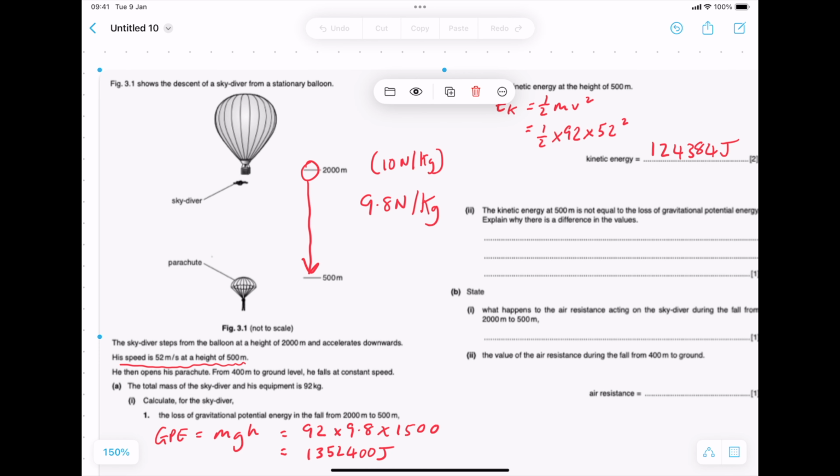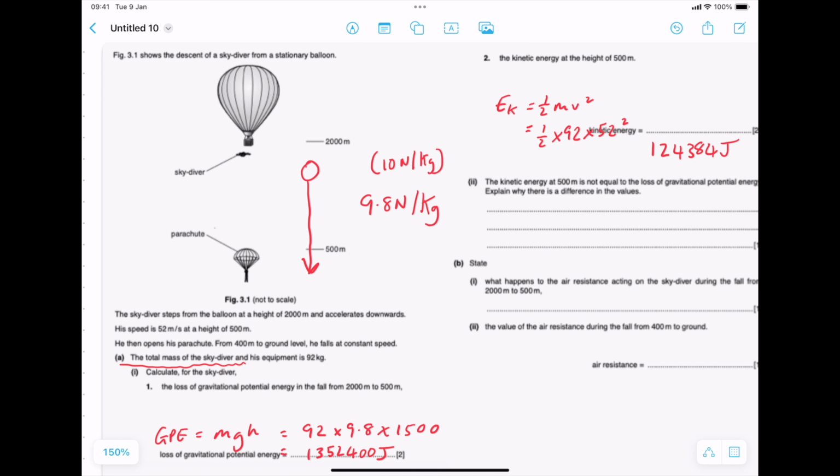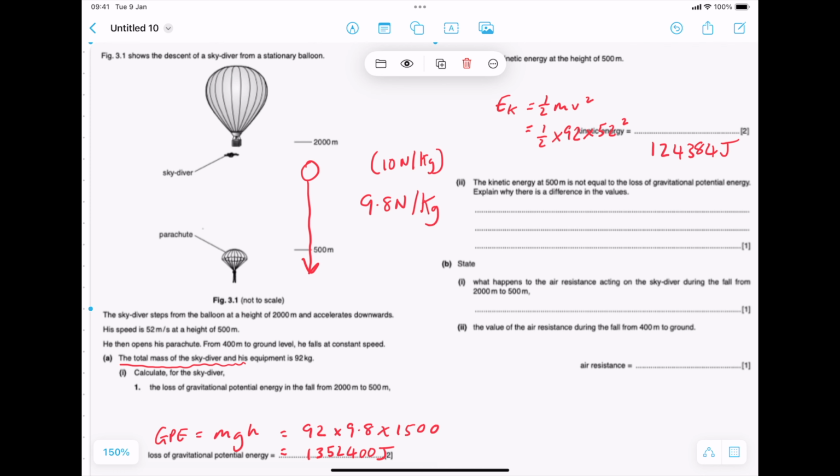You will notice, which sets up the next bit of the question, that the kinetic energy at 500 meters is not equal to the loss of gravitational potential energy. Explain why there is a difference. If I look at this number, 1352400, and this one, there's quite a difference between those numbers. So what is the reason for this?